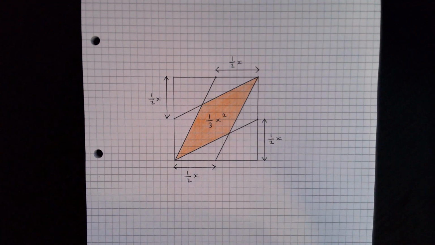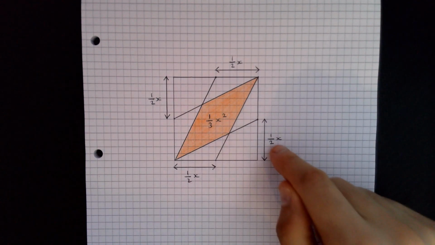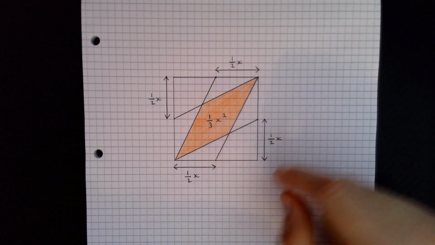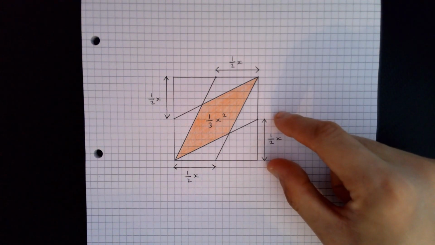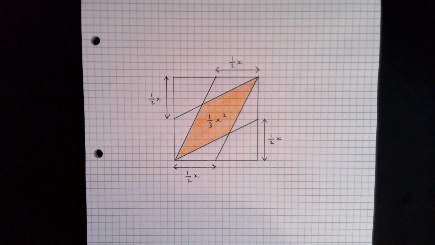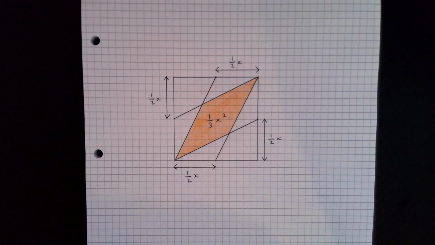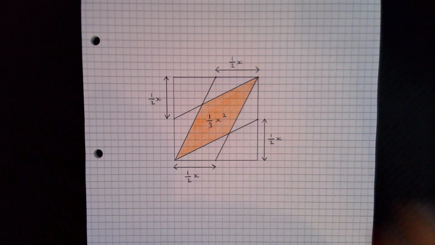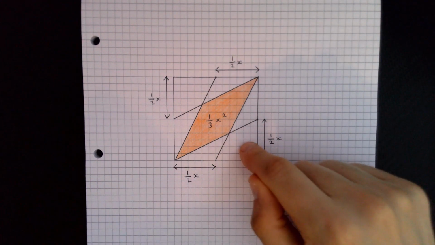And if the length of this square is x, this length over here is half x, remember, then this central kite over here will have an area of 1/3 of x squared. Now, using a visual proof, I'm going to show you why this is the case.